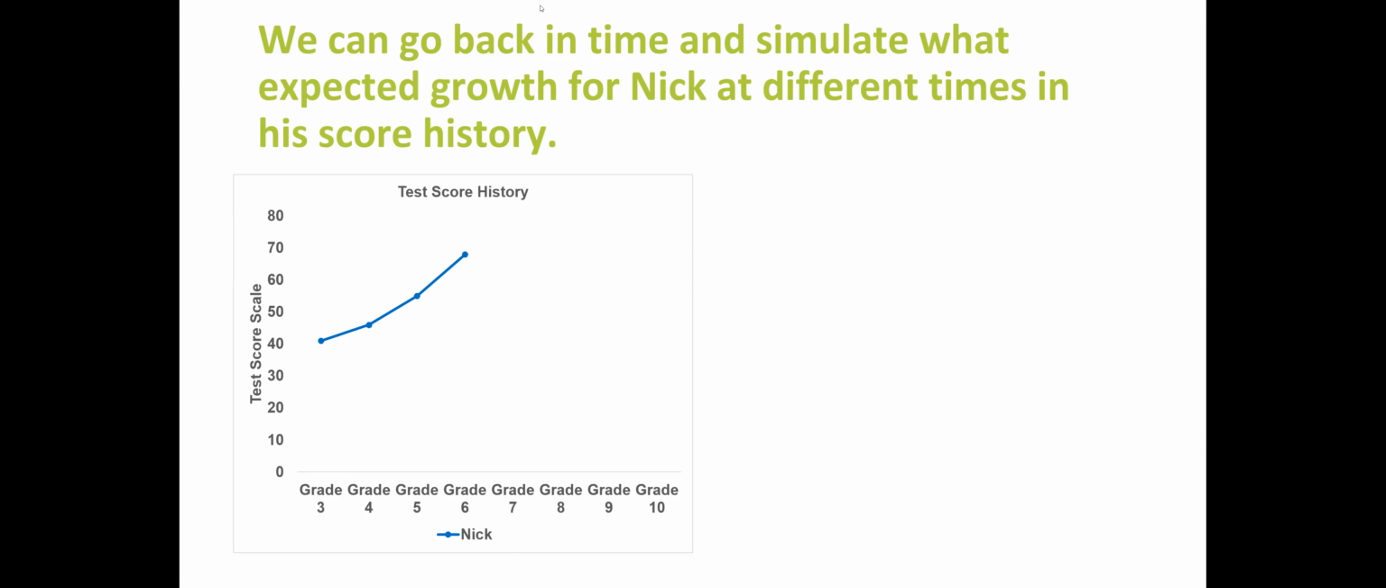So if I start here and I draw a line of best fit for Nick based on his first 4 achievement scores, then you can see that this brown arrow would take me to what I would expect for Nick in grade 7.